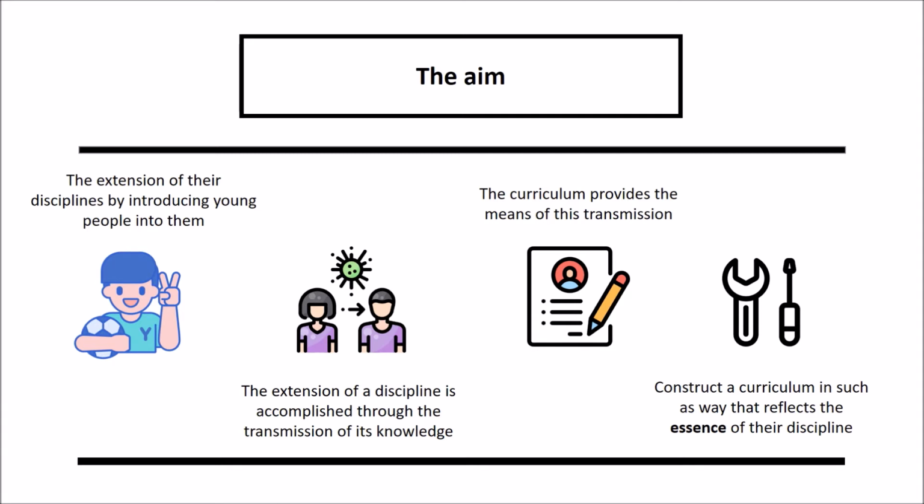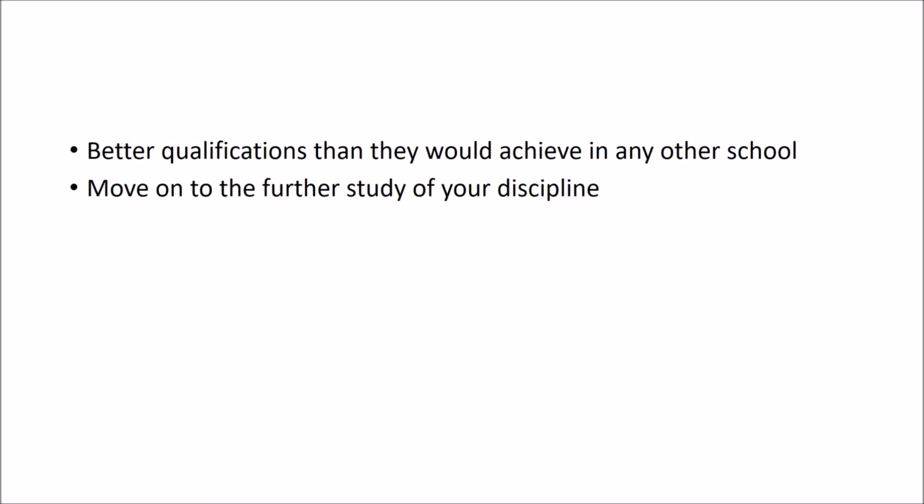So we'll look at the core knowledge, we'll look at your threshold concepts, because you want to convey what is the essence of your discipline. So ultimately, if we get that right, students will get better qualifications than they would achieve in any other school, and then move on to the further study of your discipline. Now, obviously though, we have an ambitious curriculum, and we know that not all students will move on post GCSE to that further A-level study. So we know that the curriculum has a wider purpose than just getting good in that subject.